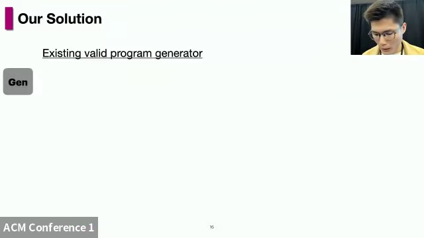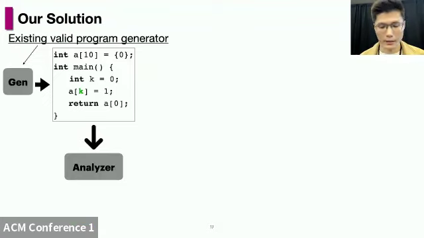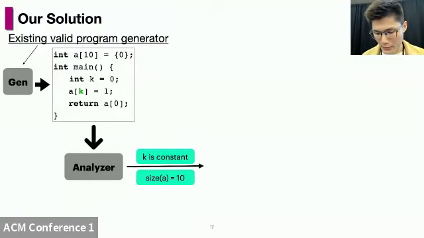So at a high level, our work starts from a valid program generator. We take some existing valid program generator and we use this generator to generate a valid program. Then we introduce an analyzer to analyze the input program to provide the necessary information needed for our own generator. For example, in this program, suppose we can analyze that the array index K is constant and the size of the buffer A is 10.